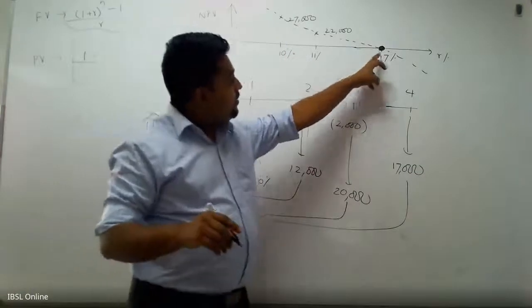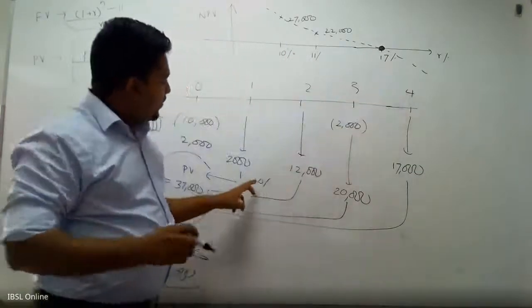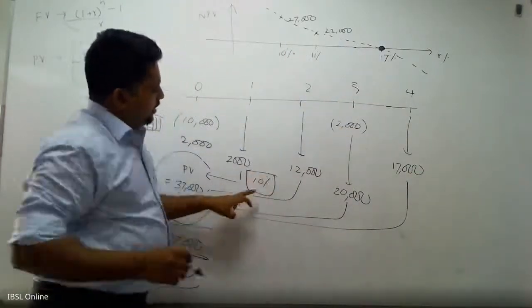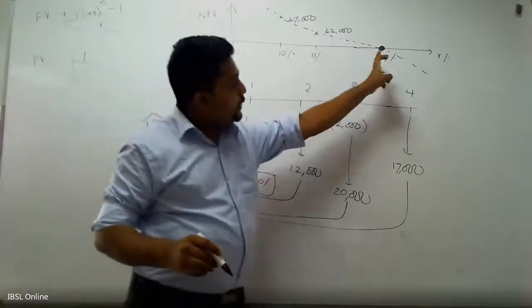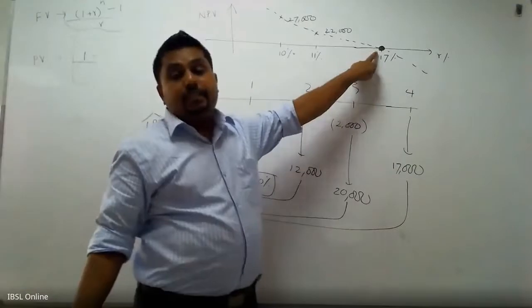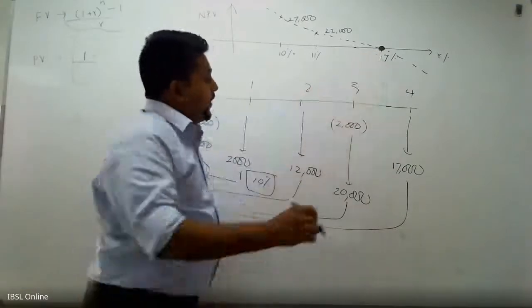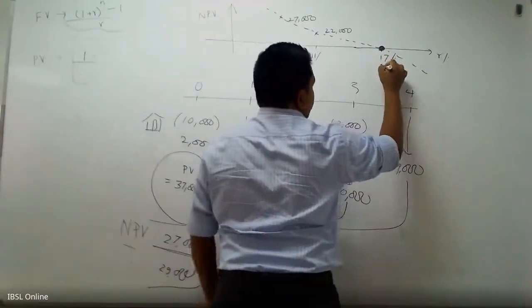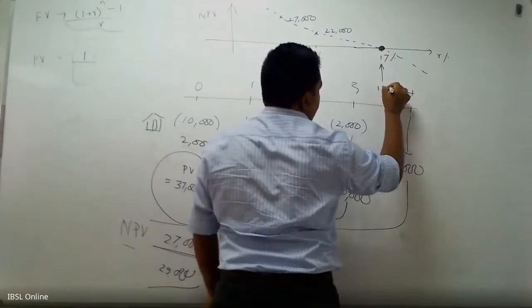Beyond 17%, if I apply this rate to these cash flows, I will see a negative NPV. I don't like that project. But this point, 17%, is the rate that we are going to define as IRR, internal rate of return.